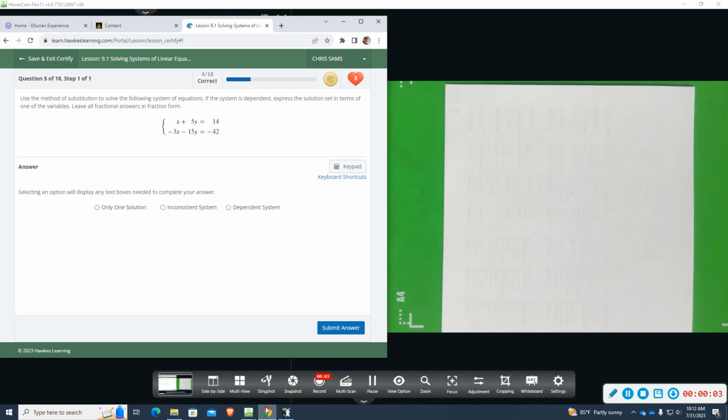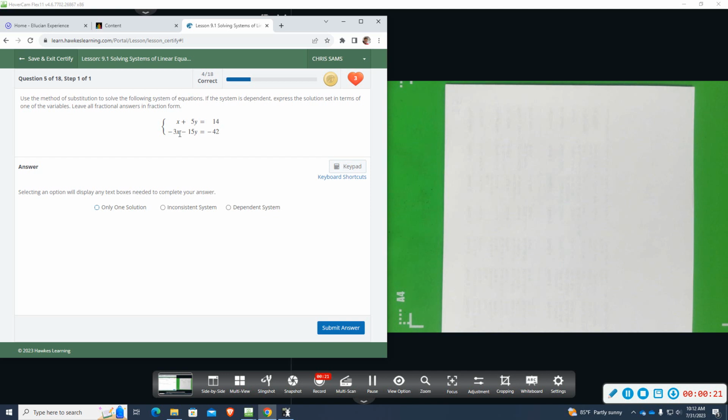All right, question number 5. So this is one that is ideal for doing substitution. If you notice, the x variable is kind of isolated. It doesn't have a number or coefficient in front of it. And all we have to do is move this 5y over and we'll have x by itself.